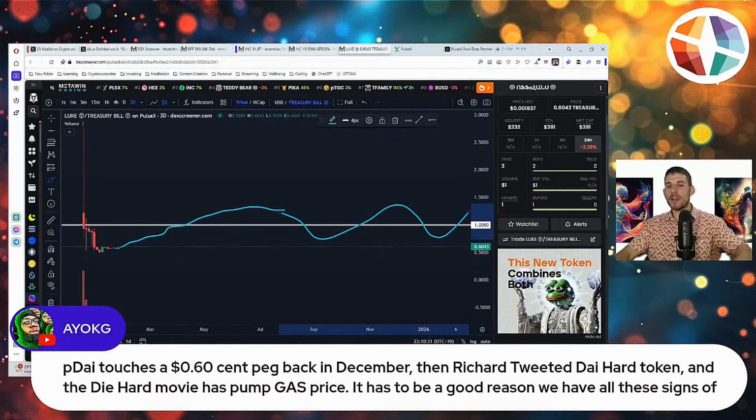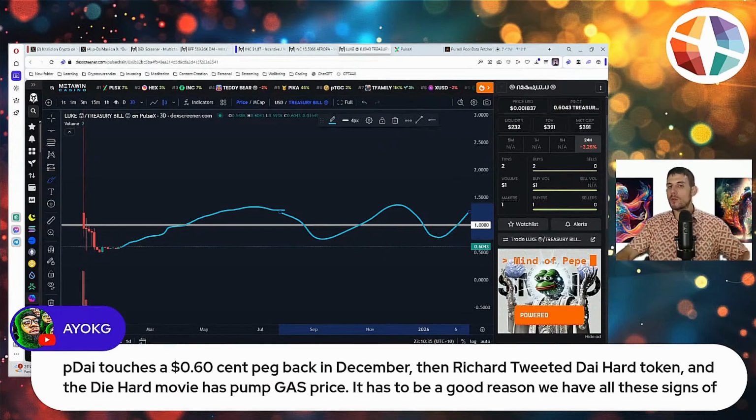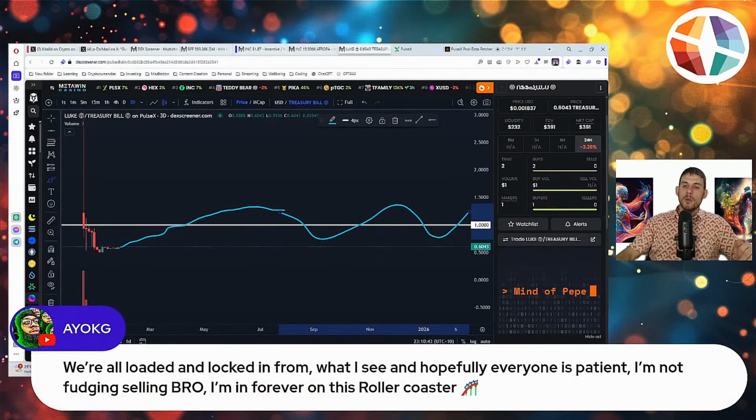We did see this, AOKG. We did see this, man. It did get to 60 cents. There was wicks. It was all over Gecko Terminal. I saw it on multiple charts, but Gecko Terminal's been crap since then. So we're all loaded and locked in from what I see, and hopefully everyone is patient.